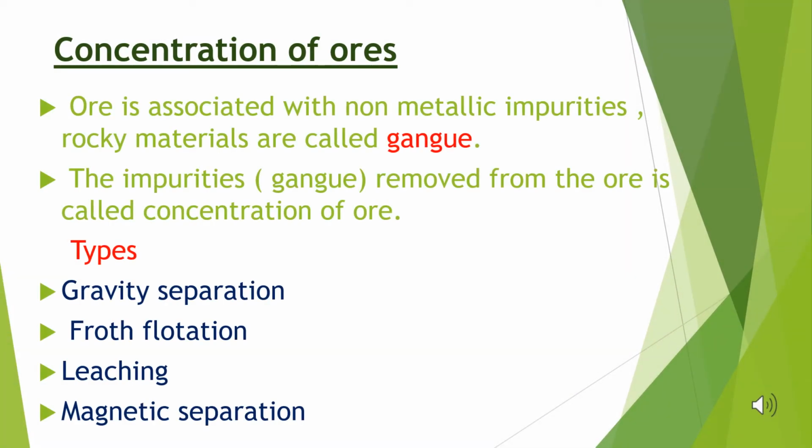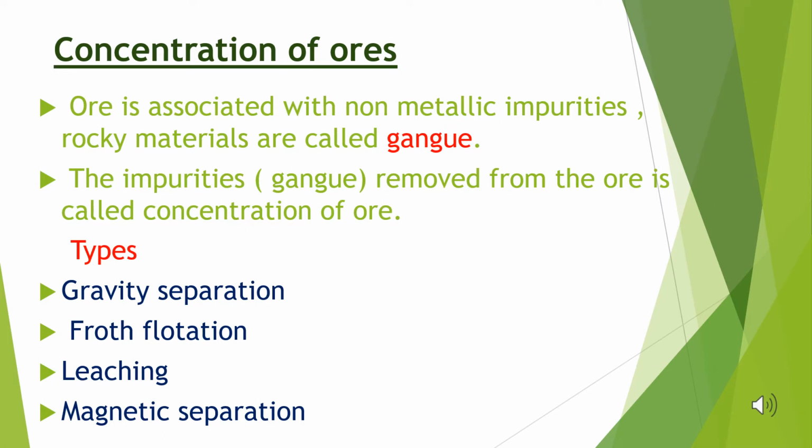Concentration of the ores. Naturally occurring ores are also associated with non-metallic impurities, rocky material and siliceous matter, which are called gangue. Removing the impurities or gangue particles from the ore is called concentration of the ore. By the concentration process, the concentration of the metal present in the compound increases.